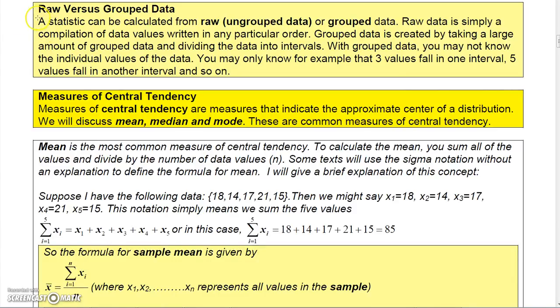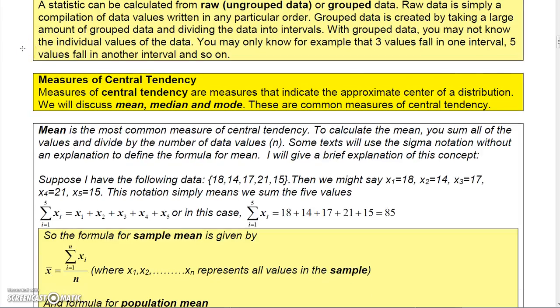Before we get into actually looking at some statistics, let's talk about raw versus group data. Raw data is simply a compilation of all the data values written in any particular order, whereas group data is created by taking a large amount of raw data and dividing it into intervals. With group data, you may not know the individual values of the data. Somebody might just give you a table of the group data, and you may only have that table to work with.